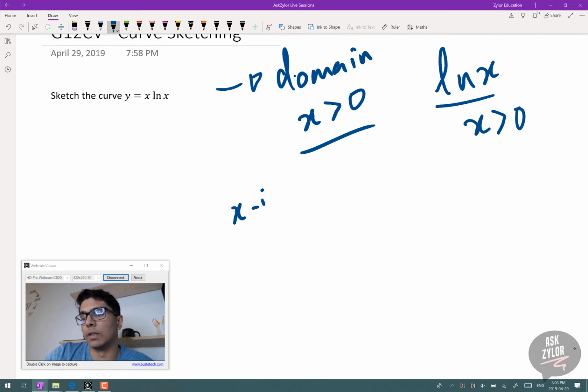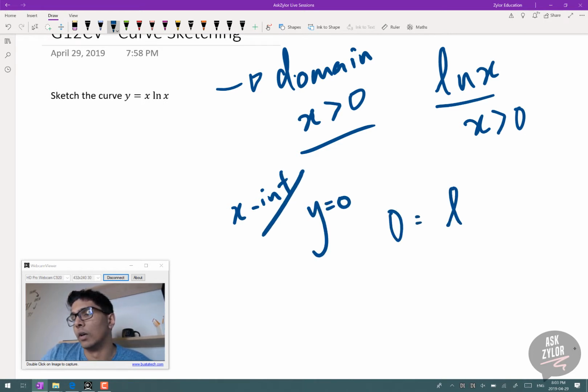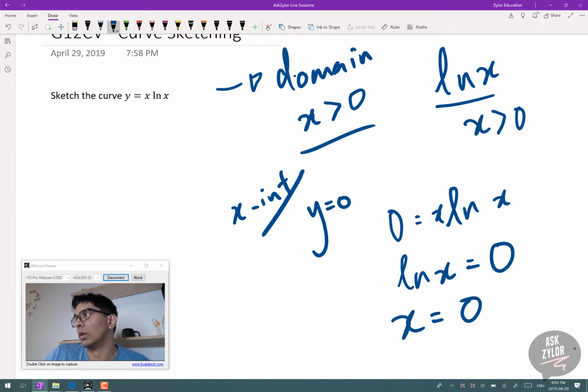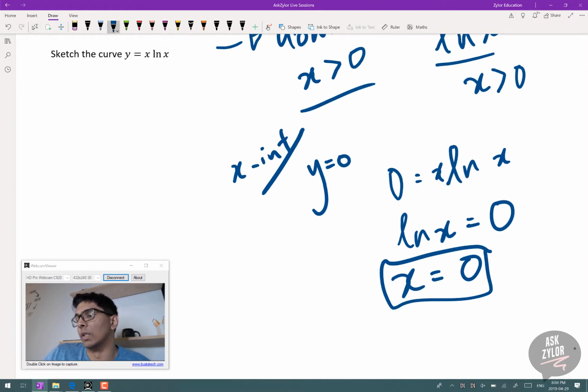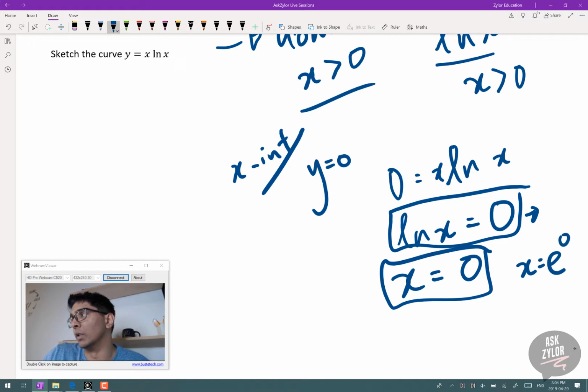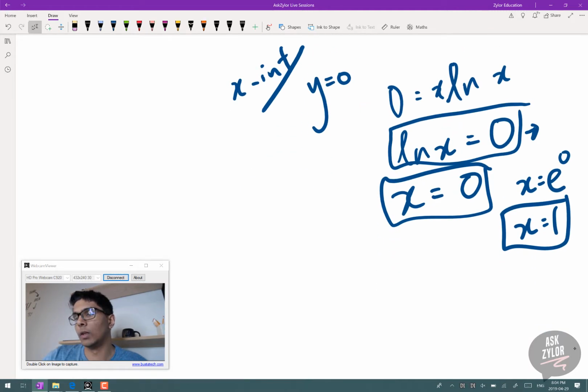My x-intercept takes place when y is equal to 0, so I'm going to substitute 0 in and find out what my x value is. If 0 is equal to x ln x, then either x is equal to 0 or ln x is equal to 0. Ln x is equal to 0 when x is equal to e to the power of 0, in other words, x is equal to 1. So my x-intercepts can be 0 or 1, so I have two x-intercepts.